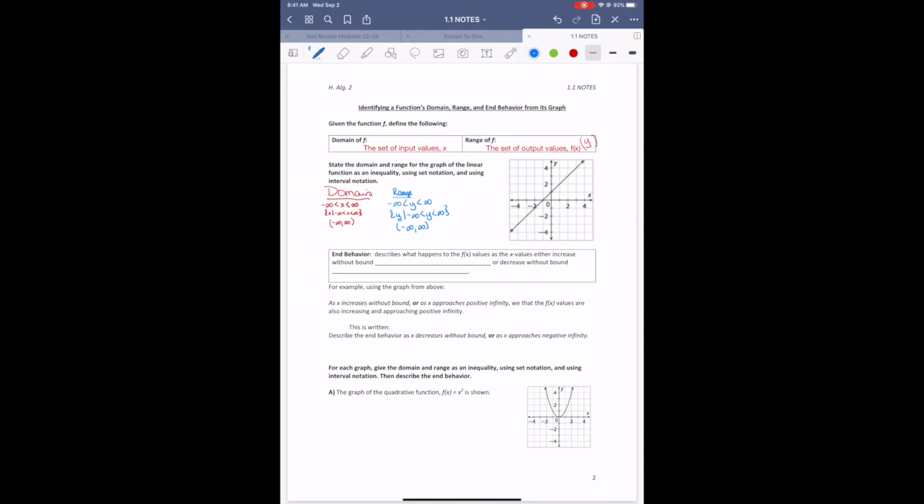The next thing we can also define from a graph is end behavior, okay? End behavior describes what happens to the f of x values as the x values either increase without bound, which means we approach positive infinity, or decrease without bound, which means we approach negative infinity.